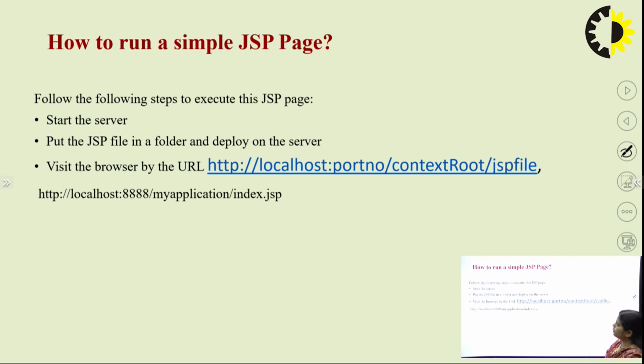Now, how to run a simple JSP page? To run or execute the JSP page, you have to follow these steps. First, start the server, then put the JSP file into the folder and deploy it on the server. Then you can visit the browser. The URL is given here.